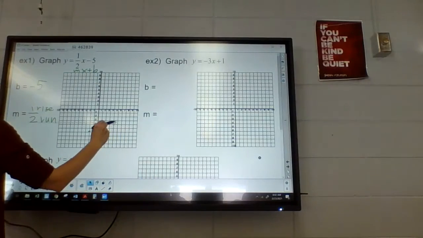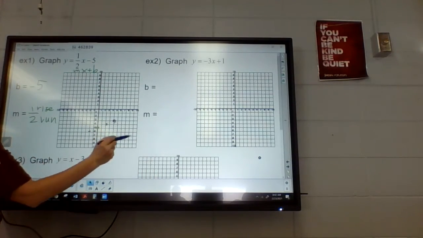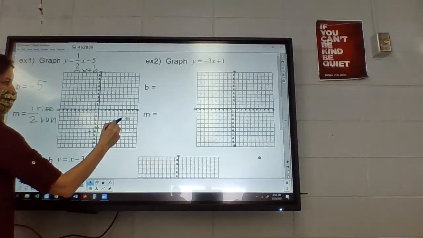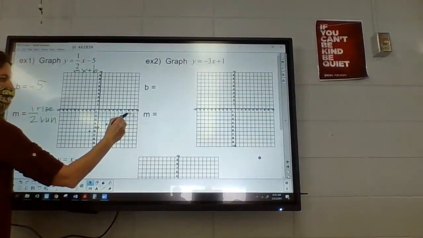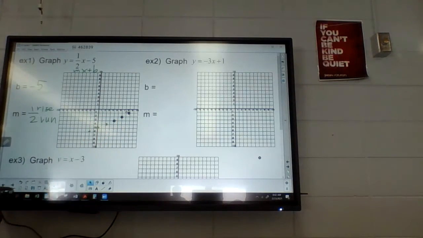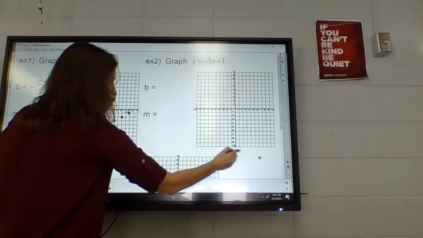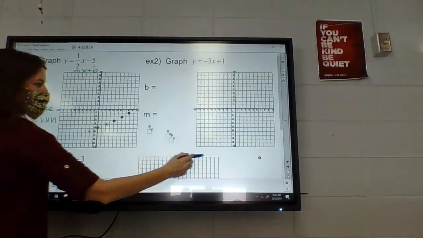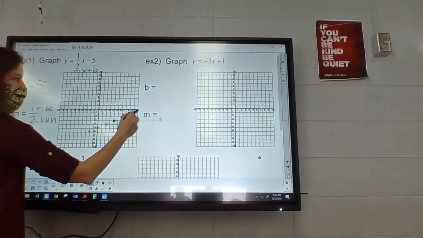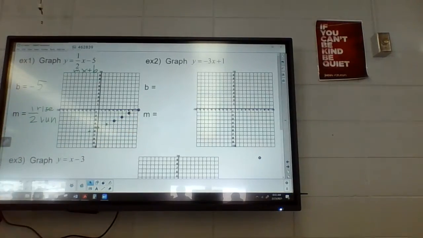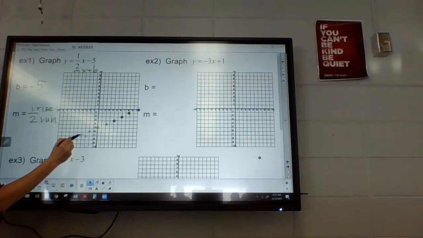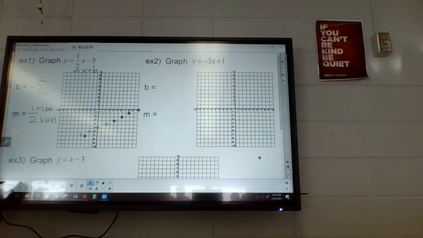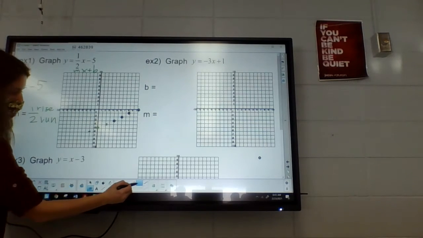So I can put a bunch of dots on this graph. And I can have a whole bunch of them without having to do any math. I'm just counting. Up 1 over 2, up 1 over 2. And then I can reverse it. I can go down 1, back 2. So I can have a pretty clear line here for my graph.